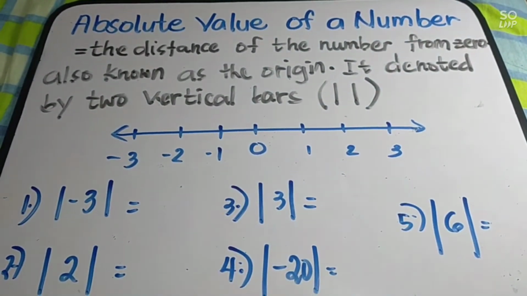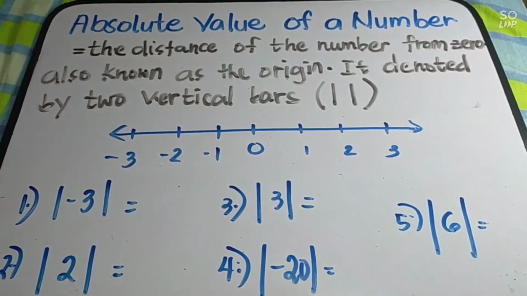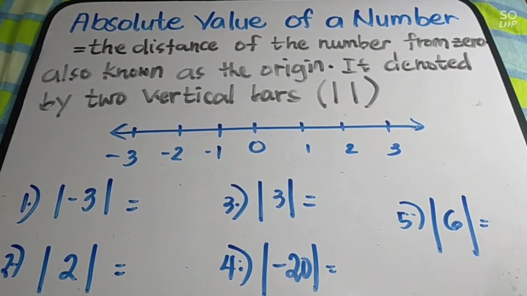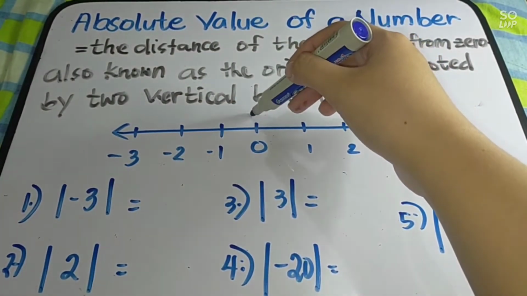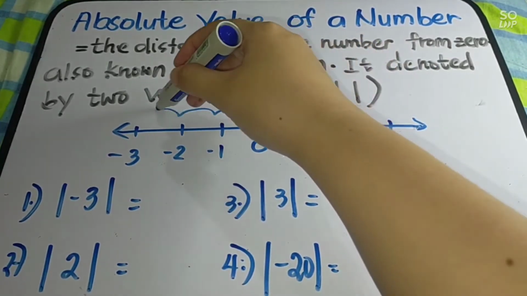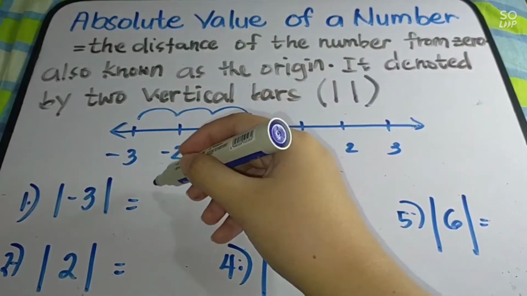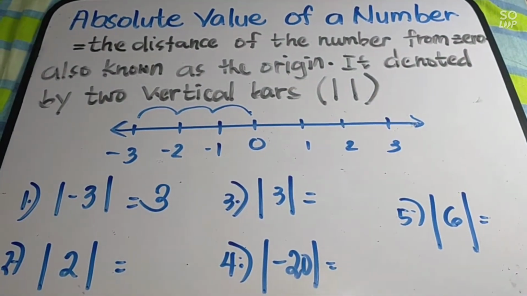For example, this one. We have here absolute value of negative 3. Ilan yung distansya niya from 0 to negative 3? So, we have 1, 2, 3. So, we have 3. So, the answer is 3. That is it. Ganun lang kasimple. So, that is the absolute value of a number.